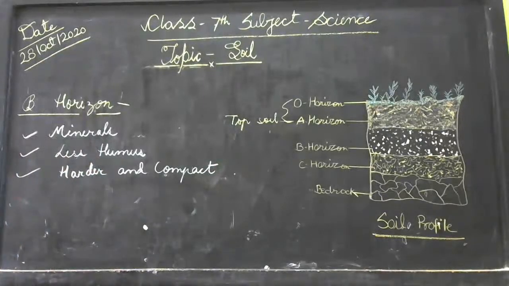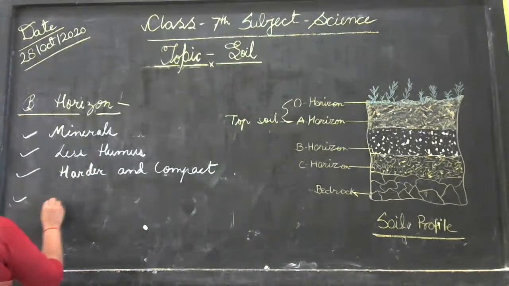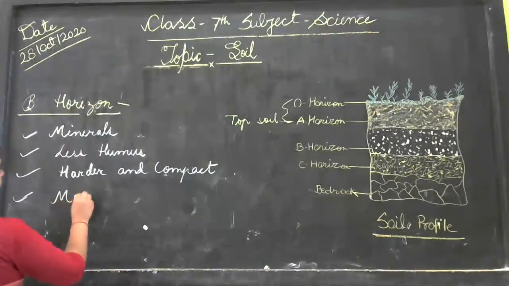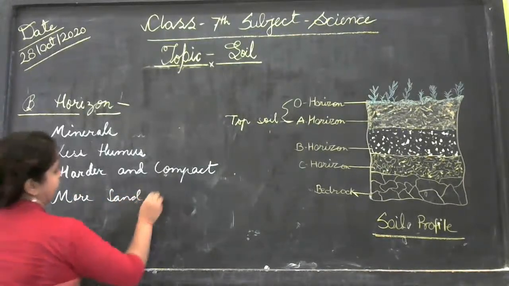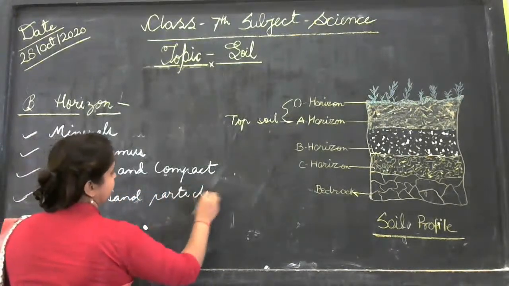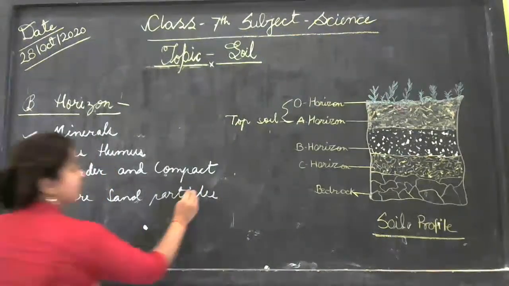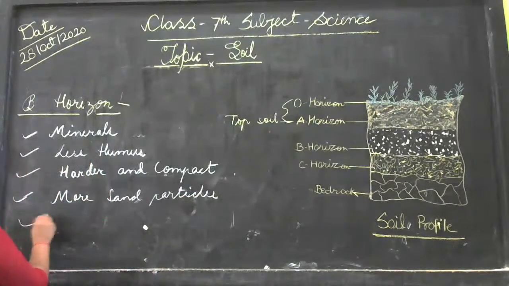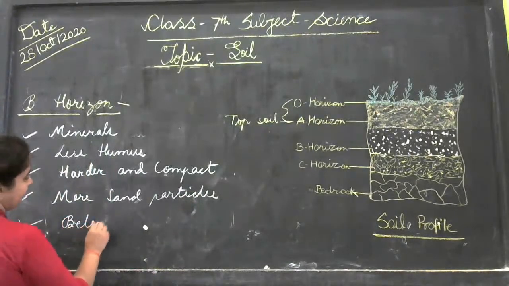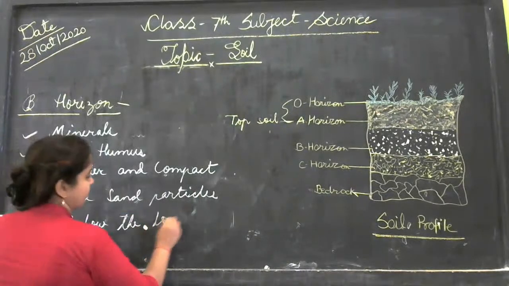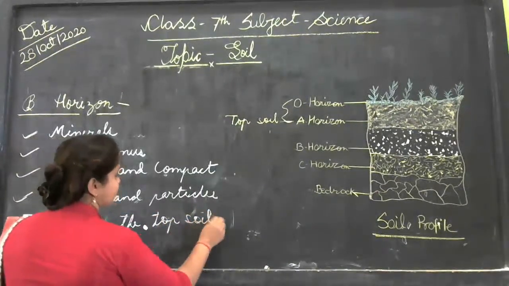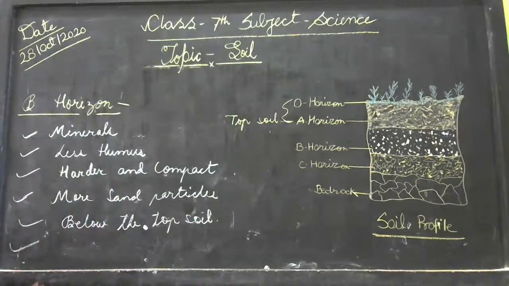Next property of this B horizon is that it consists of more sand particles. What else is a property of this horizon? It is situated below the topsoil, and it is also known as subsoil. Okay, it's regarded as subsoil.